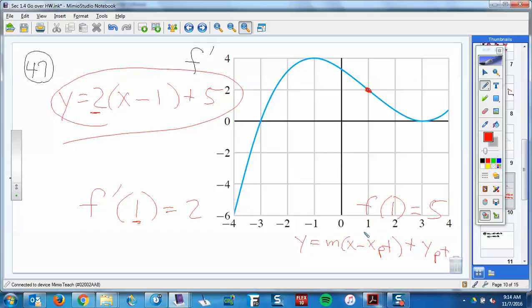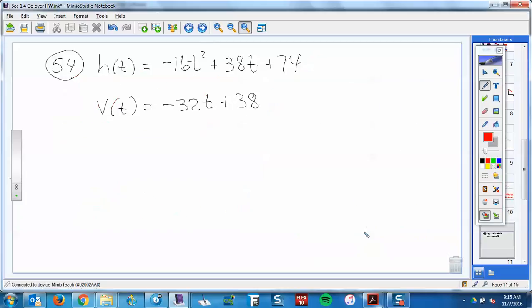For us, I mean, back in Algebra 1, you found 2 points and did a slope calculation. Not for us, right? We don't have 2 points, we have 1 point. What's the slope? Well, it's the f prime graph. The f prime graph is the derivative. Okay, 54, we'll talk about that one later, but I will tell you this, it's exactly what we talked about in class.